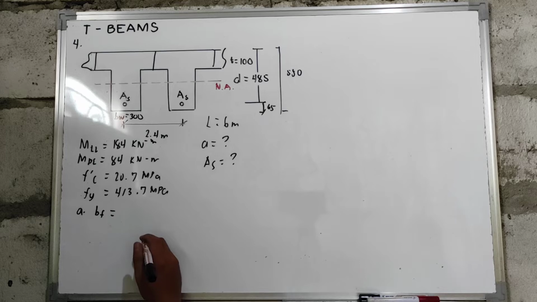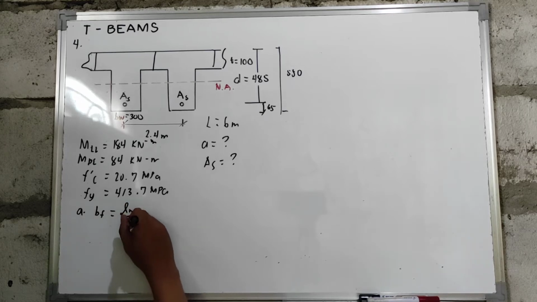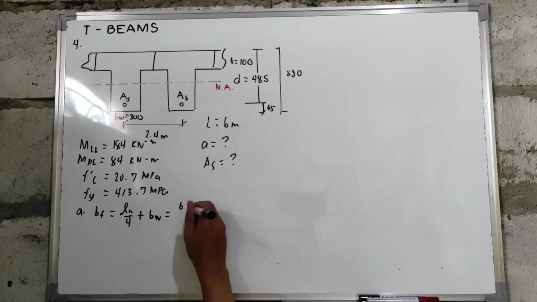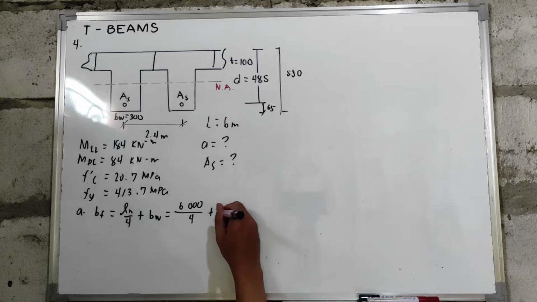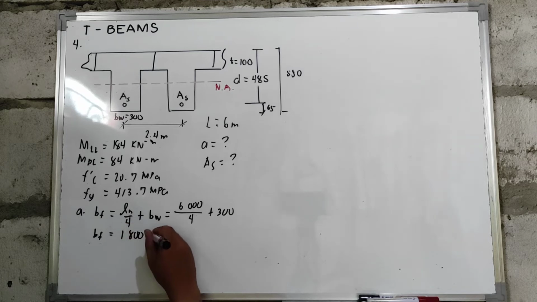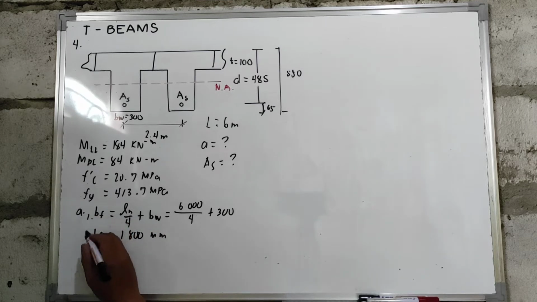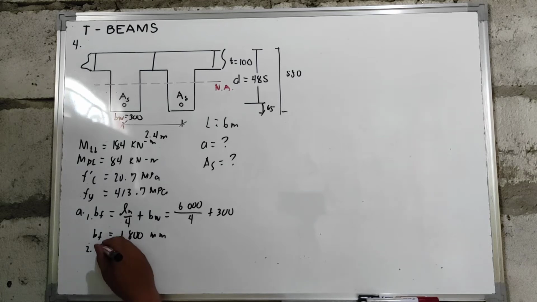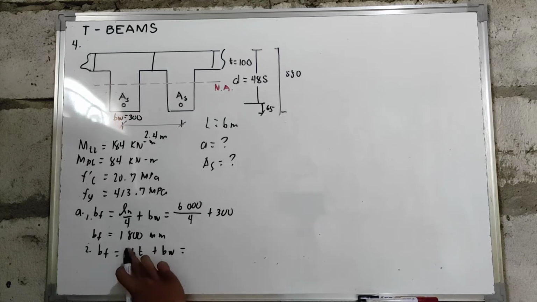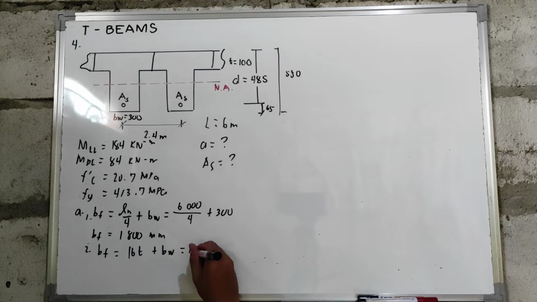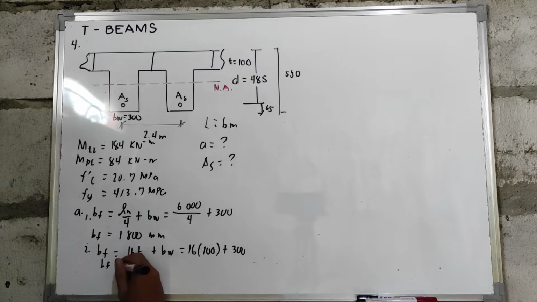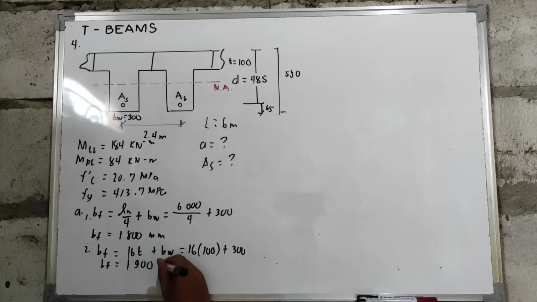So we have the clear span over 4 plus yung BW. So meron tayong span dito na 6,000 mm over 4 plus the width of your beam na 300. So you have BF which is equal to 1,800 mm. For the next criteria, number 2. So that will become BF is equal to 16T plus BW. So, 16T. So, you have 16 times 100 plus 300. So, BF is now equal to 1,900 mm.